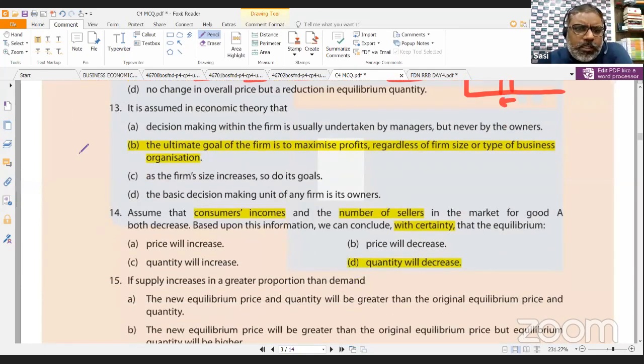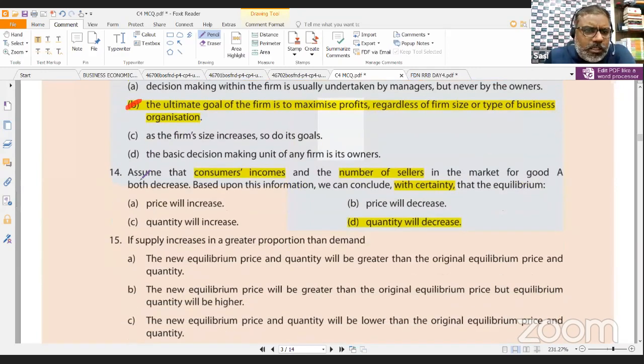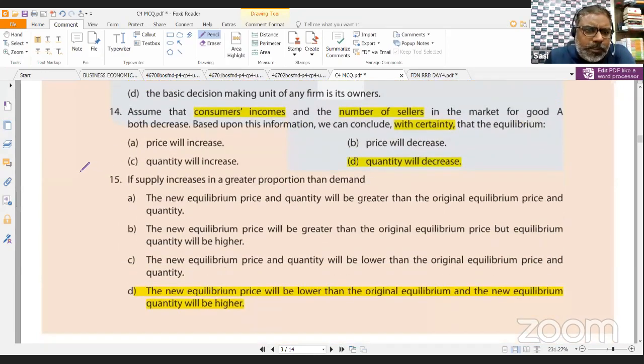Then question number 13, it is assumed in the economic theory that the ultimate goal of the firm is to maximize profit regardless of the size or type of the business organization. Of course, that is a basic assumption under economics. So correct answer is B, Bangalore.